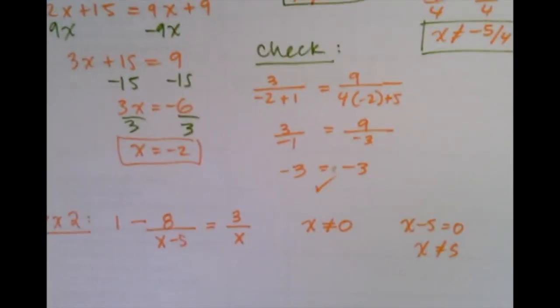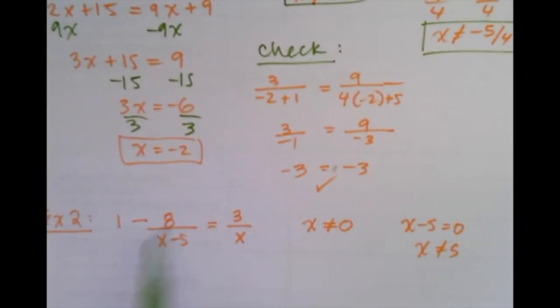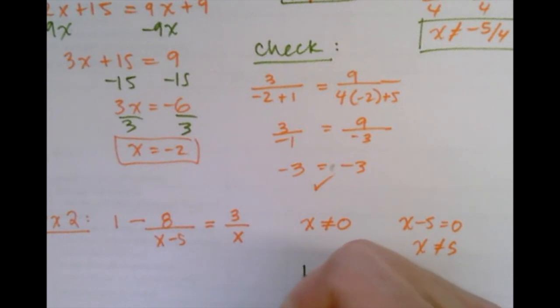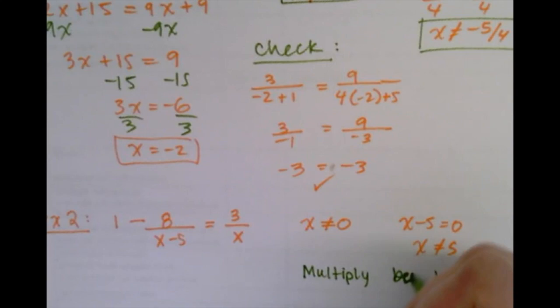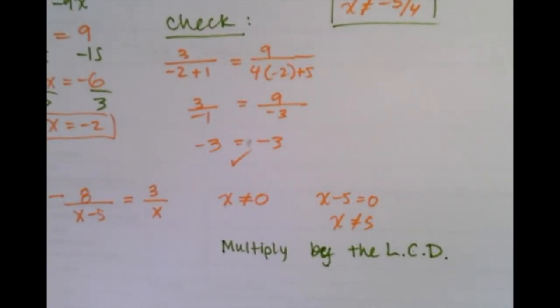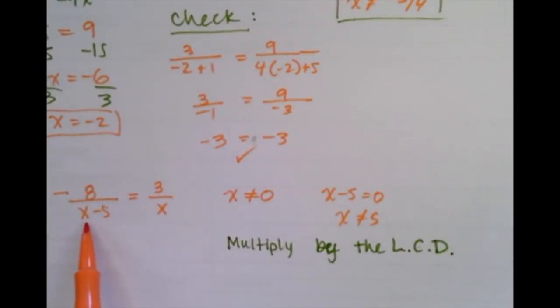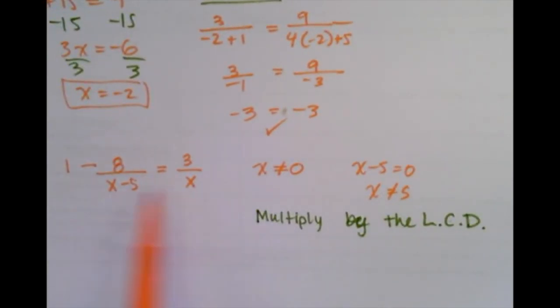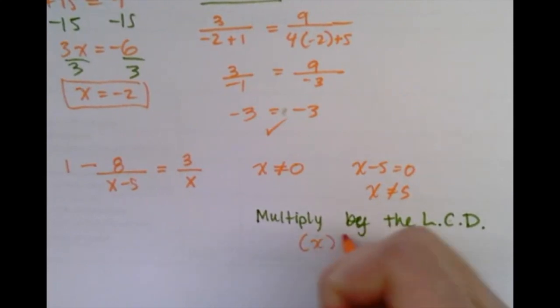What we're going to do is multiply the entire equation by the least common denominator. That's going to allow us to get rid of both of our current denominators. I'm just writing LCD. In this case, our least common denominator is the denominator that encompasses all of our denominators. We need the x minus 5 and the x, so it would be x times x minus 5.